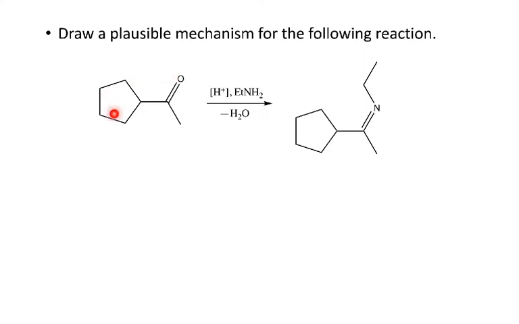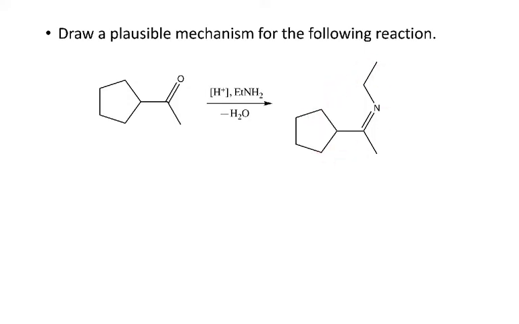So we have a ketone being reacted with a primary amine, and so this is going to give us the imine as the product. So I think it's helpful to think about this as occurring in two steps. So first we're going to create the intermediate, that's sort of the equivalent of a hemiacetal, and then we'll finish it off in the last three steps by converting that intermediate into the final product.